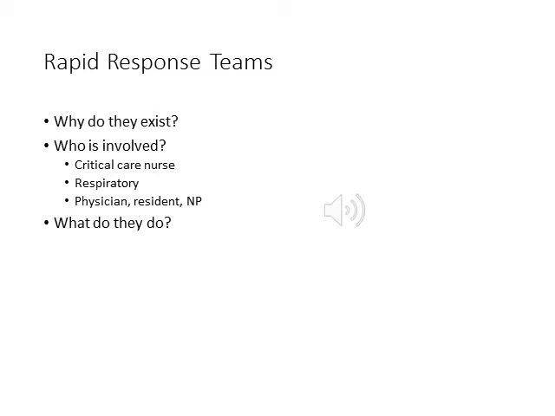So it exists as well for early treatment for hemodynamic instability, and it's to provide critical care expertise on the general nursing floors when it's needed. So who is involved? That is usually a critical care nurse. Sometimes they have float critical cares, or they come from the ICU, or they come from the ED. Respiratory is there. A physician resident or nurse practitioner is typically on the rapid response team as well. They provide critical care interventions, early treatment for hemodynamic instability, and as I did say, expertise on the general floor when needed.